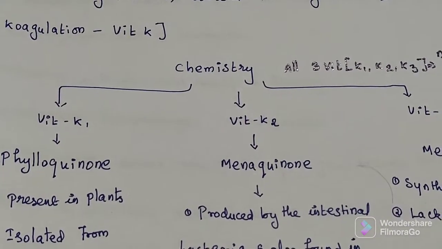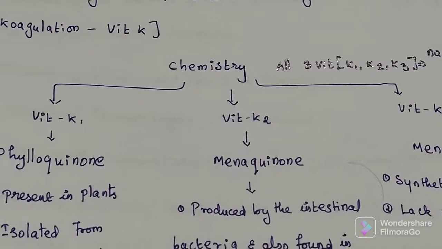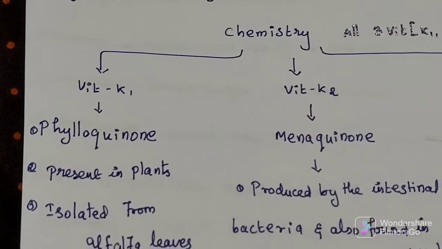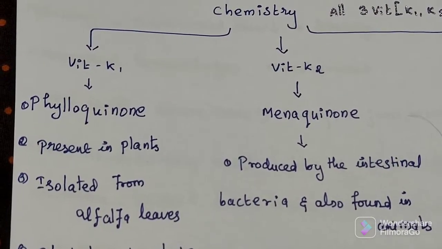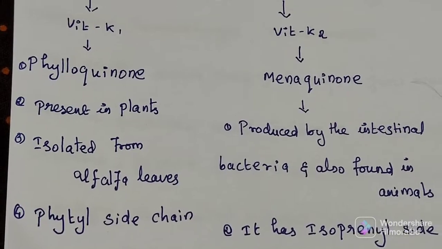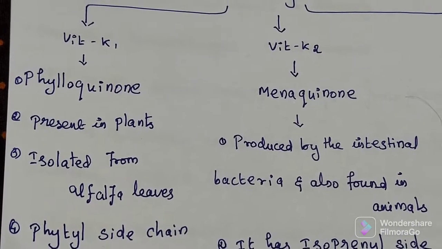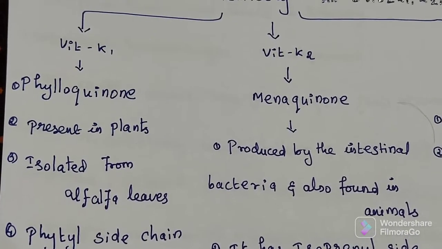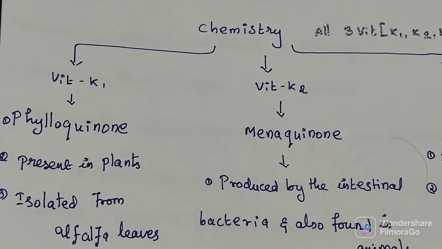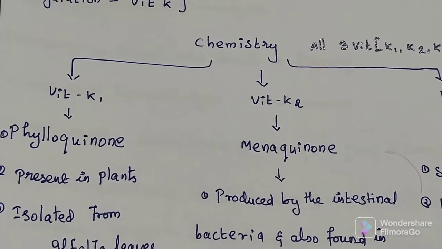K1's other name is phylloquinone. It is present in plants, isolated from alfalfa leaves. It has a phytyl side chain. K1 is also called phylloquinone.